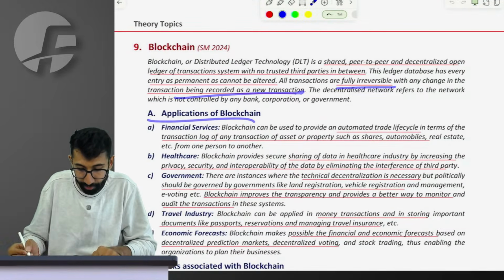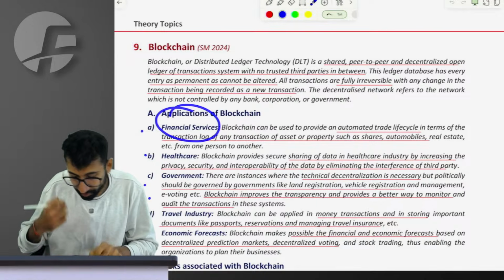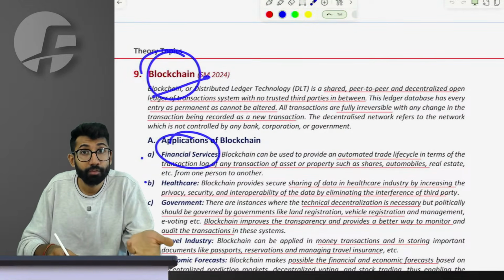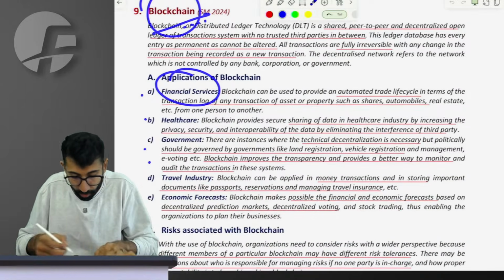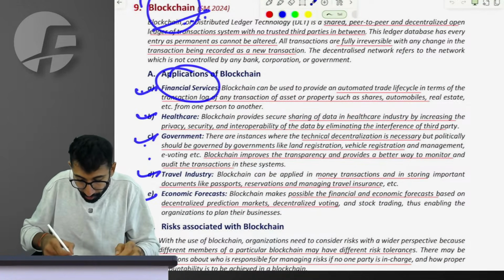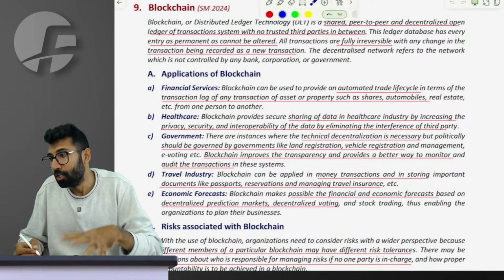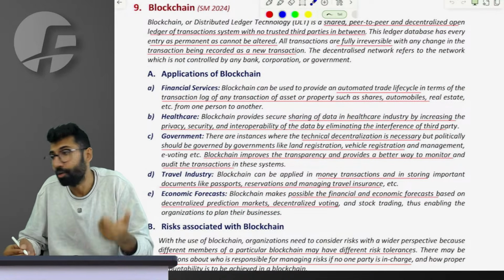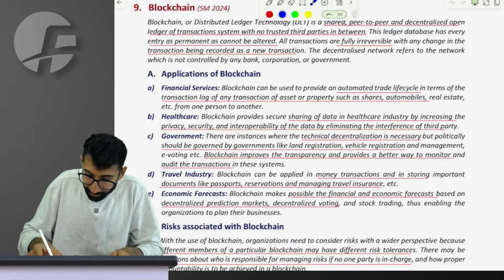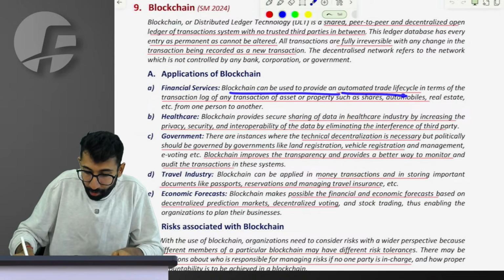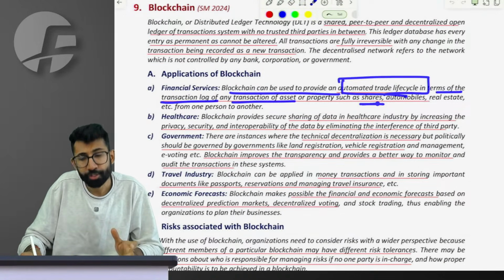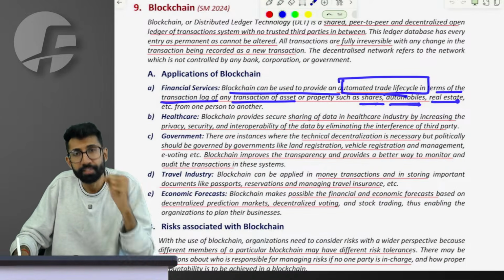Sir, what is the application? In finance, frankly, this is a technology that is evolving, similar to how AI is evolving. So the exact usage, even the institute could not write down. So let's try to simply understand as much as we can of what the institute has written on this. Blockchain can be used to provide an automated trade life cycle in terms of a transaction log for any transaction. Suppose there is a share or a vehicle or a real estate property.